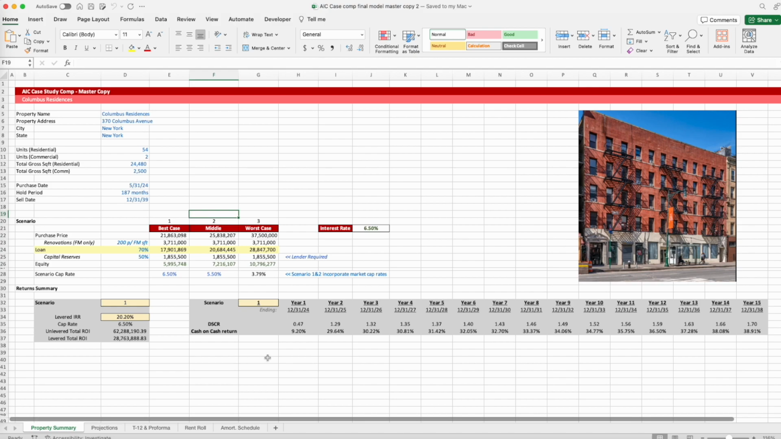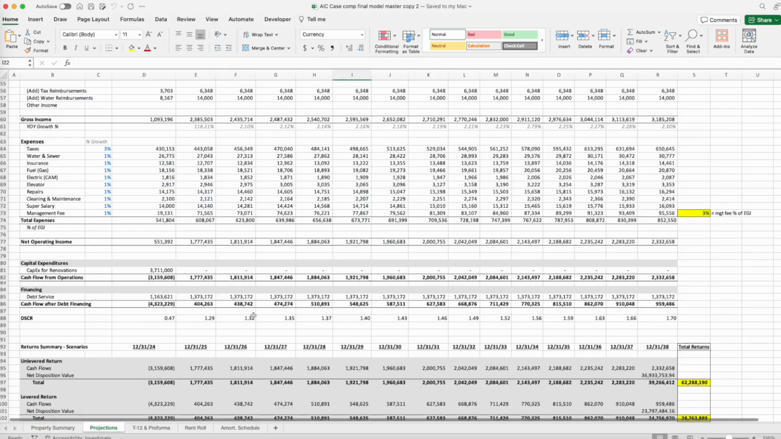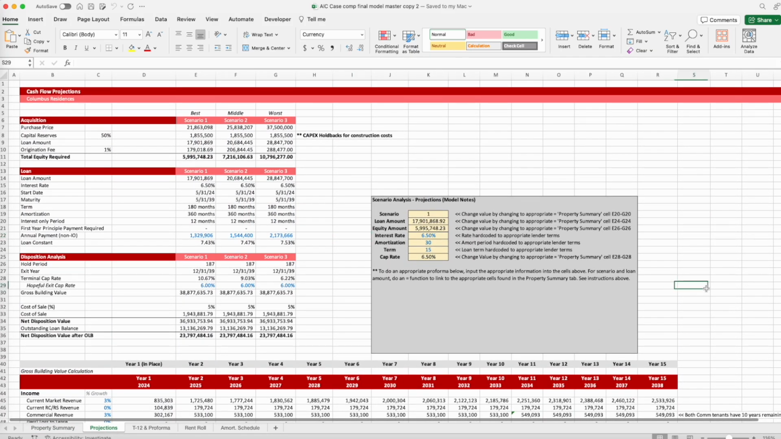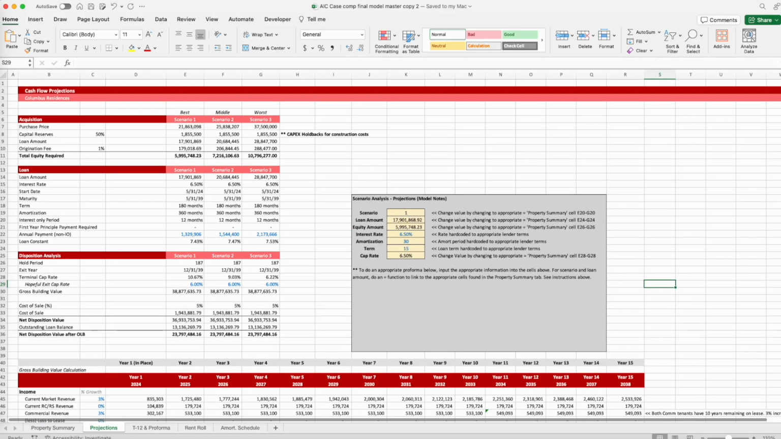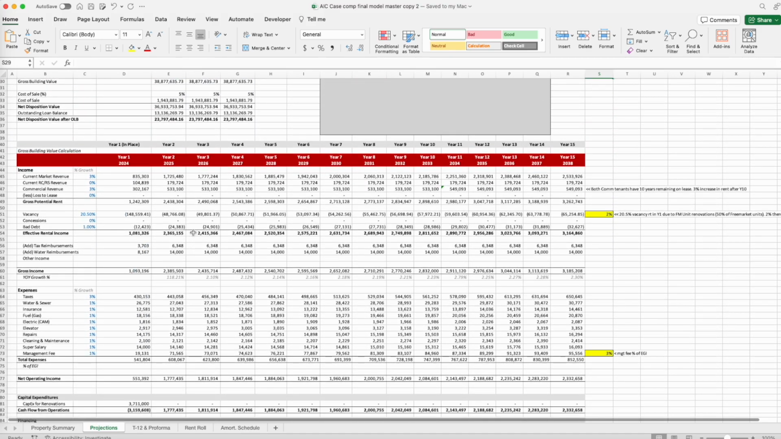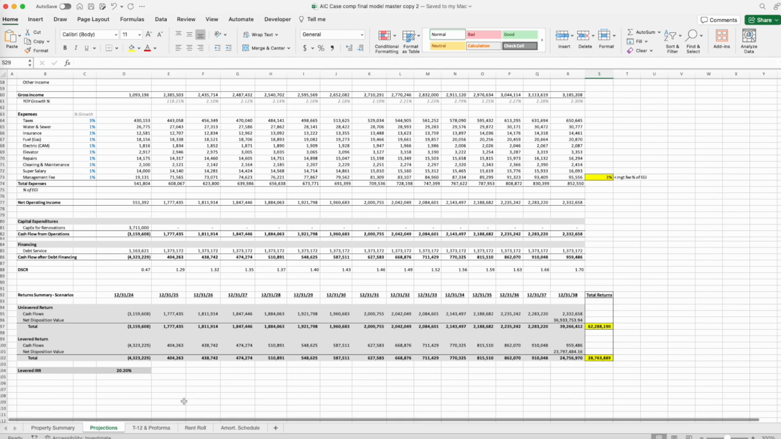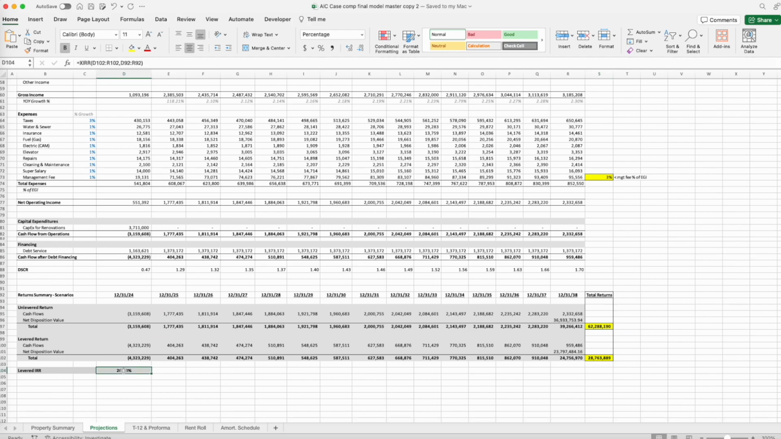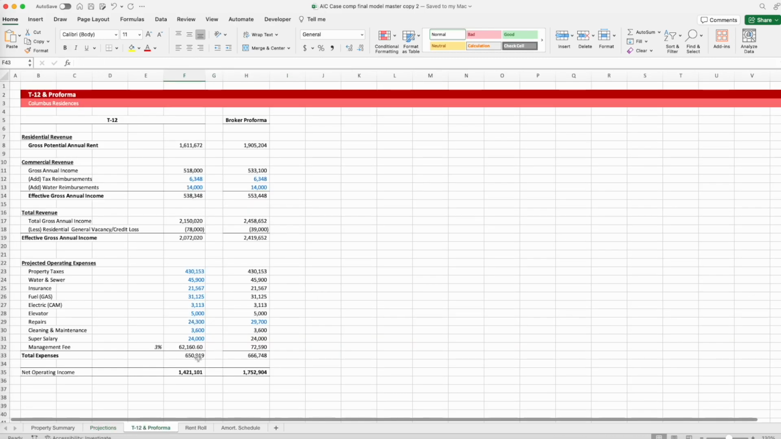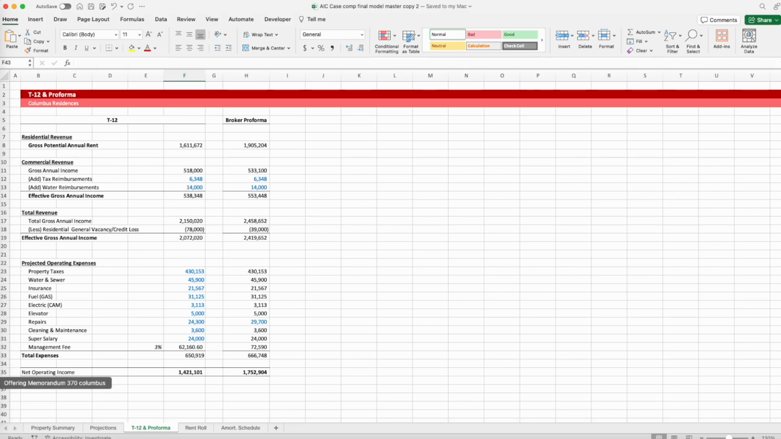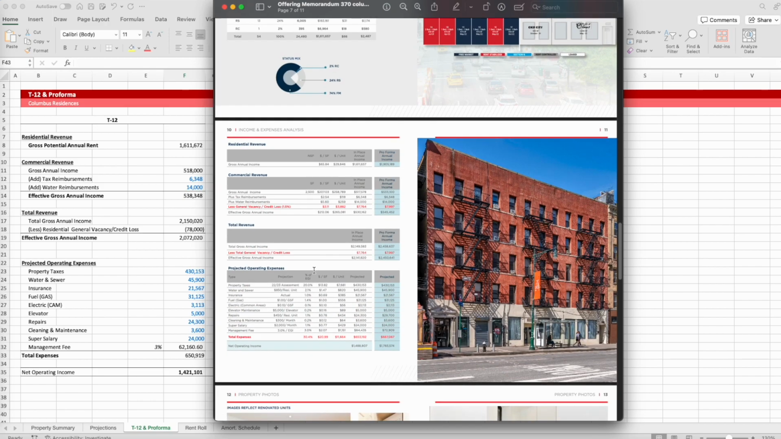It gives an outline right in your face of what we're looking at here. Projections is where most of this stuff flows into the other tabs, and it projects over a 15-year hold period, which is what we'll be looking at, as well as giving you important information like IRR and your debt service coverage ratio. The T12 and the pro forma are all things that can be found in the offering memorandum. I'll pull that up right here.